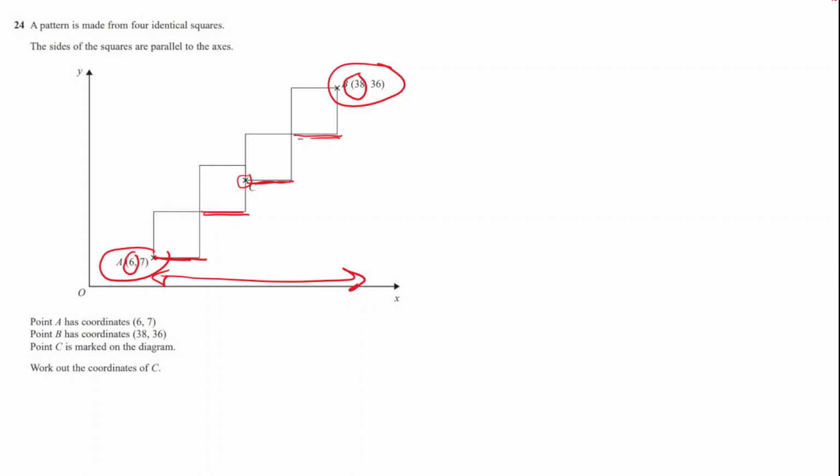So based on that, we can work out the width of each square, which is obviously going to be the same as the height. So the difference in x is 38 at B minus 6, which is 32. Now this width of 32 units is shared equally between each of those 4 squares. So each square will be 32 divided by 4 units wide. In other words, 8 units is going to be the length or width of the square.